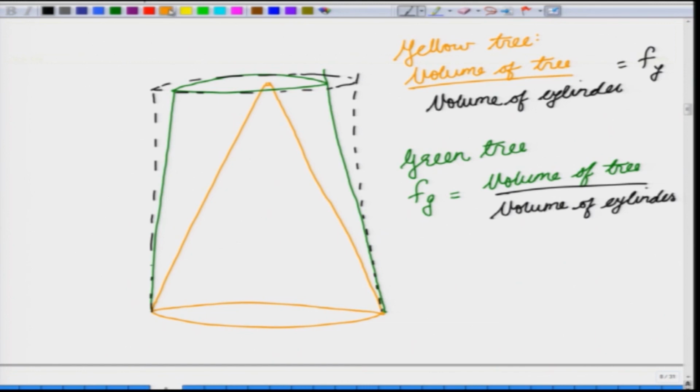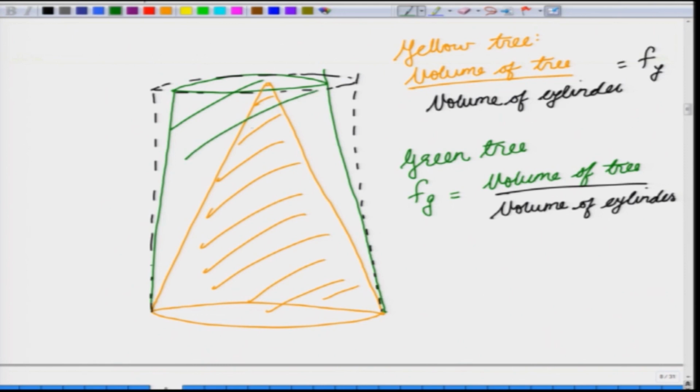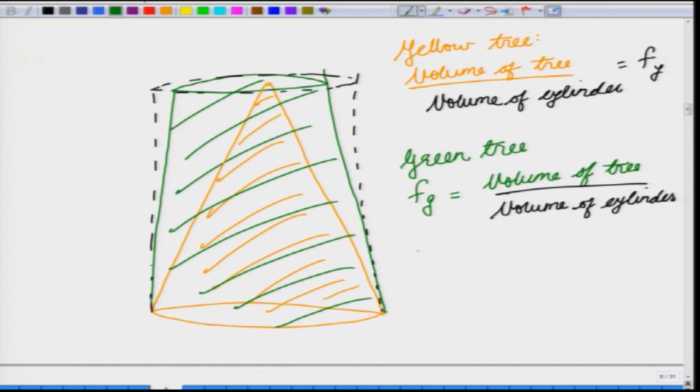Now, as we can see, the volume of the yellow tree, this one, is much less than the volume of the green tree, which is this much. So, here we will find that F green is greater than F yellow. So, in this case what we are saying is that even though you have these two trees with very different tapers, we can use the form factor as just a single number to give you an idea of how much is the taper of the tree.